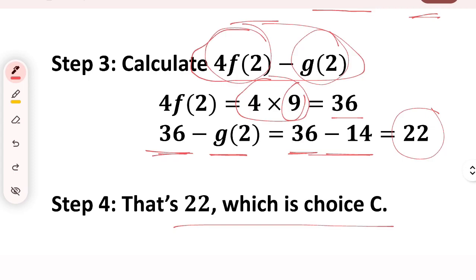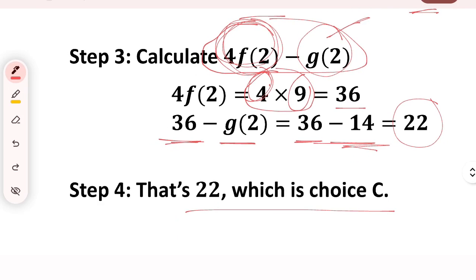So just take note that you need to substitute 2 first. Once you substitute separately, you do it for one function and then the other function. Once you have done that, the next step is to multiply by the coefficients. So the coefficient follows next. That is why we multiply by 4 here, because it's 4 f of 2. And g is not multiplied at all, so it retains 14. So that's it. That is the answer to the problem.